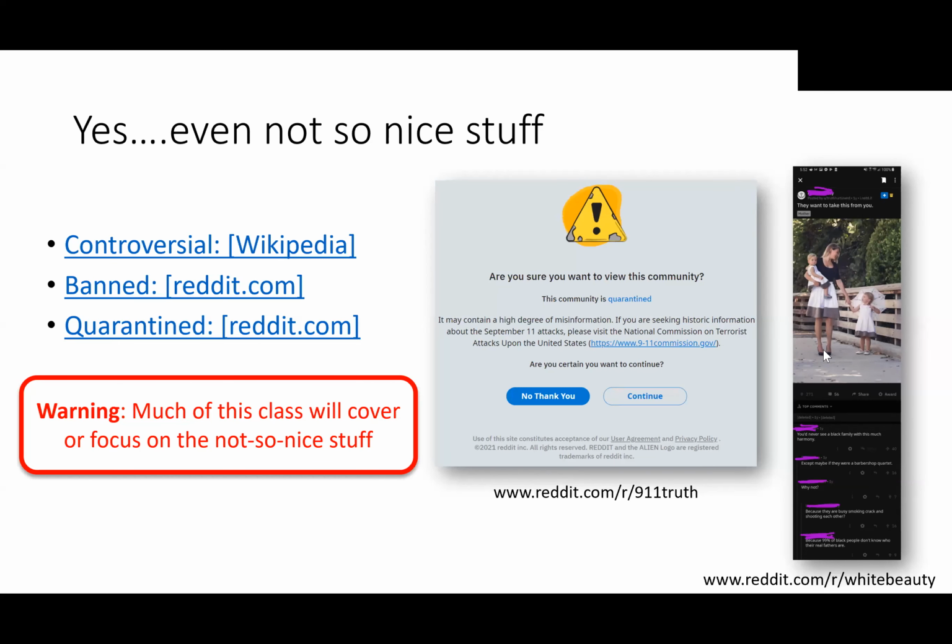On the right here is a screenshot from a subreddit that used to exist called White Beauty. This existed a year ago, and I was a little surprised to see that it had been taken down, because I was wondering how it was even allowed to exist in the first place. Essentially, White Beauty was a subreddit where people would post pictures of white people and then comment on how beautiful and great white people are.